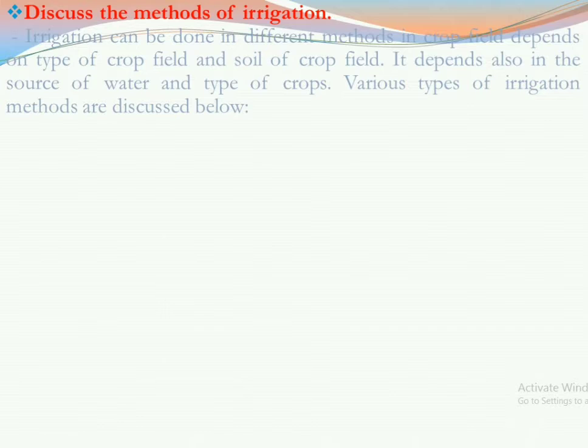Irrigation is done in different methods in our country, which depends on the type of crop plant and soil of crop. Obviously, it not only depends on the crop plant or soil, it also depends on the source of water and type of crops. On that basis, there are different types of irrigation in our country. Let us see some methods of irrigation.